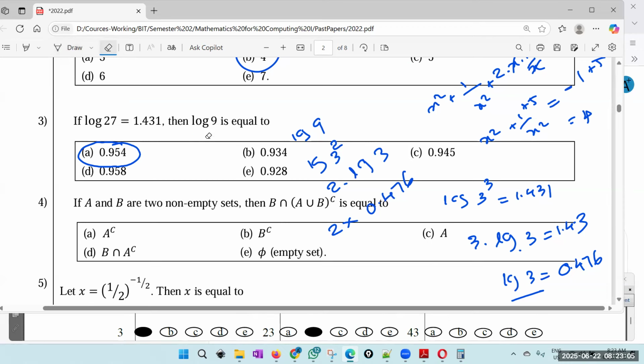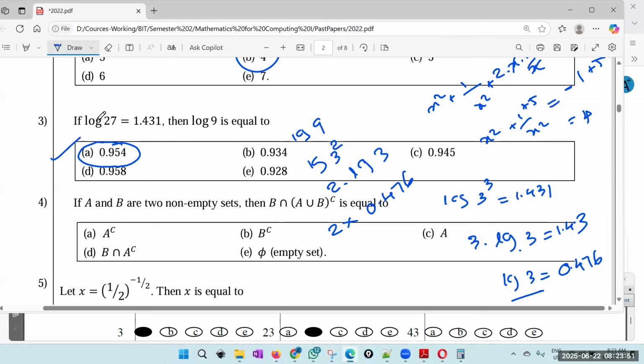We don't need the base because we can write log 27 as log 3 to the power 3, so then we can take the 3 out. 3 times log 3 is 1.43, then we can calculate log 3. We don't know the base, we don't care. Then what we need is log 9. Log 9 we can write as log 3 to the power 2, that is 2 times log 3. Now we already have log 3, so we have the value. The approach is perfectly correct. So the answer is 2 times 0.476, 0.954. Yes, correct.